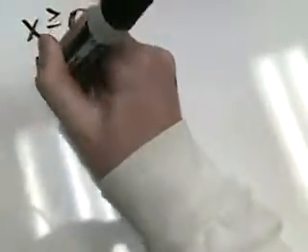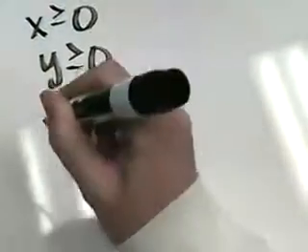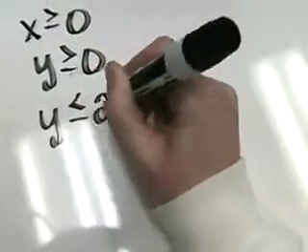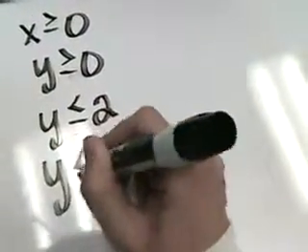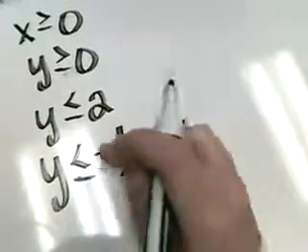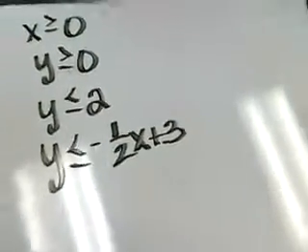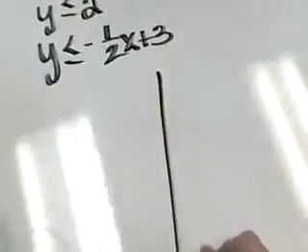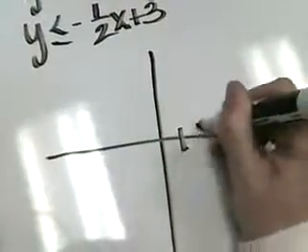Since I don't have graph paper here, I'm going to do my graph part in black. So we have x is greater than or equal to 0, y is greater than or equal to 0, y is less than or equal to 2, and y is less than or equal to negative 1/2 x plus 3. And then here's my graph.